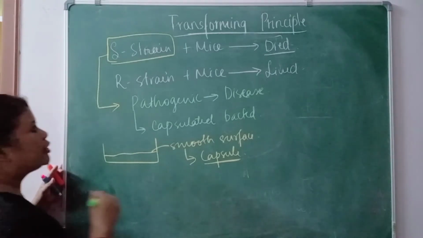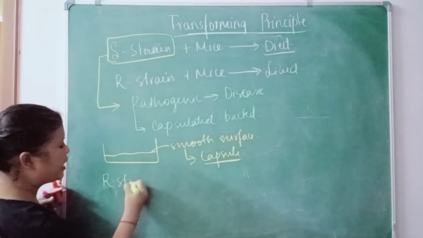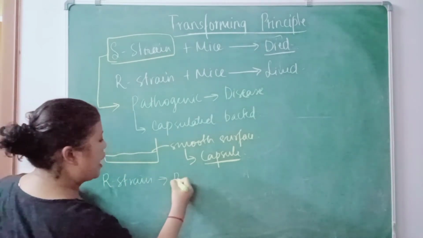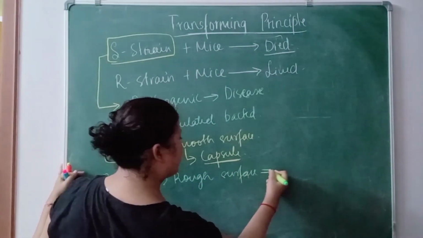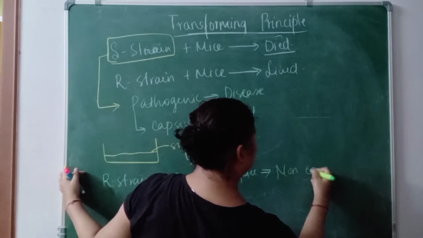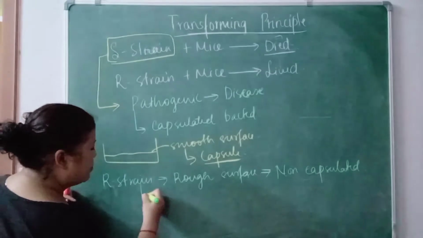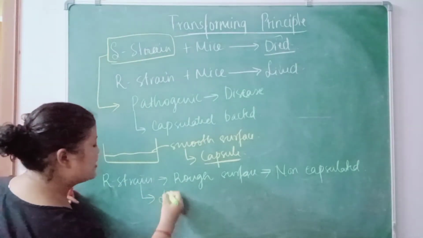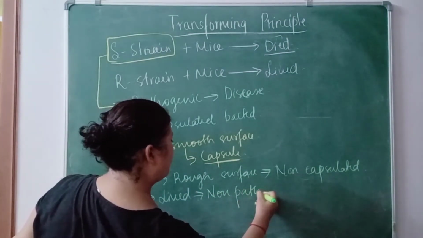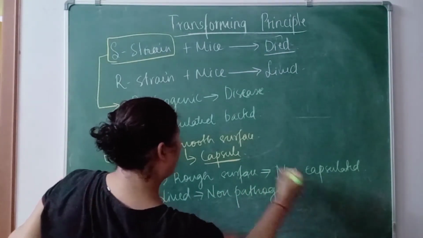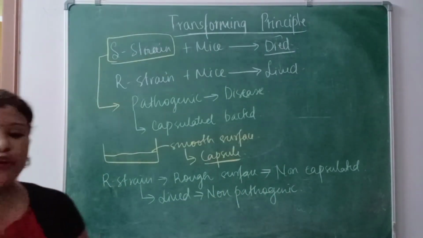So he rightly concluded that the S strain is a pathogenic form, whereas the R strain had a rough surface, indicating that it is non-capsulated. Also, when the mice were injected with the R strain, the mice lived, indicating that it is a non-pathogenic form of bacteria. So these two steps concluded which is pathogenic and non-pathogenic.